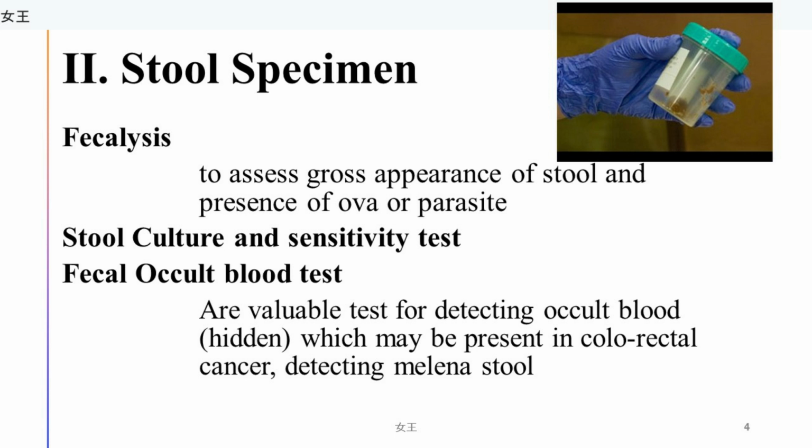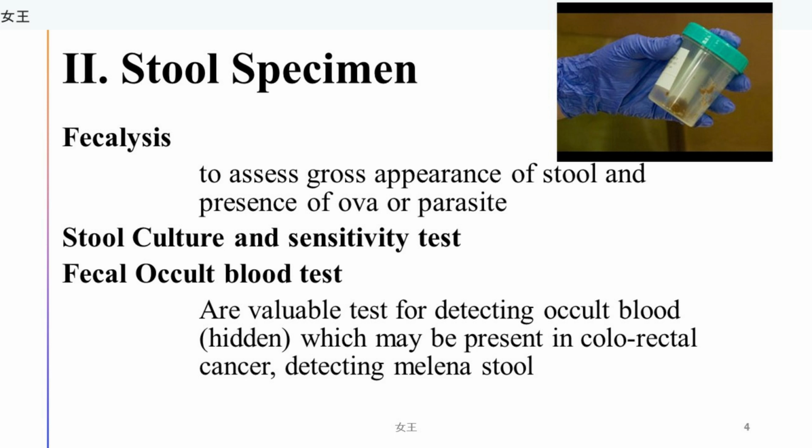Fecal occult blood test. A valuable test for detecting occult, hidden blood, which may be present in colorectal cancer, detecting melena stool. Hematest, an orthotolidine reagent tablet. Hemocult slide, filter paper impregnated with guaiac. Both tests produce blue reaction if occult blood loss exceeds 5 ml in 24 hours. Colocare, a newer test, requires no smear.